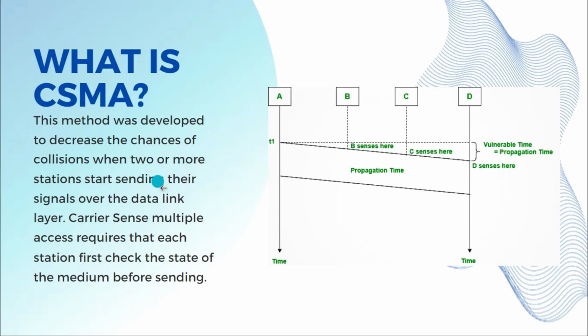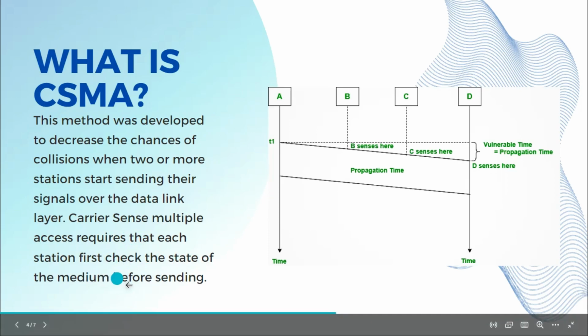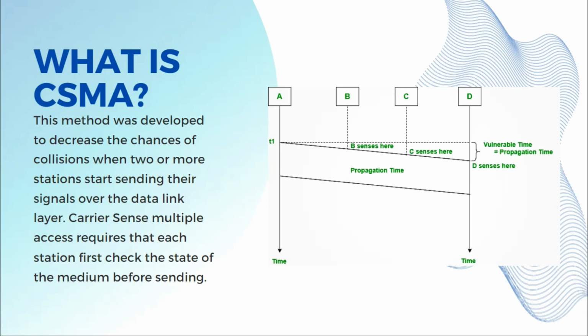When two or more stations start sending signals over the data link layer, carrier sense multiple access is required. Each station first checks the state of the medium before sending. This is a method, a protocol, and it works inside the data link layer. I will explain this on the next slide.